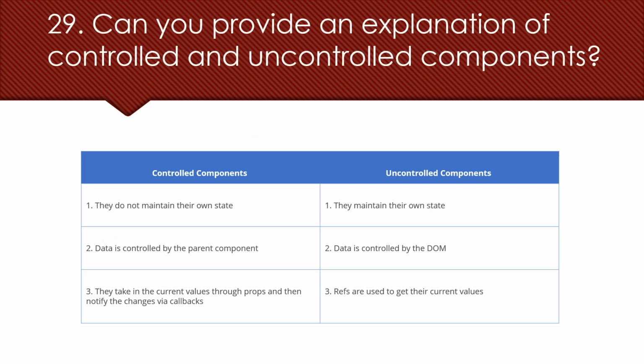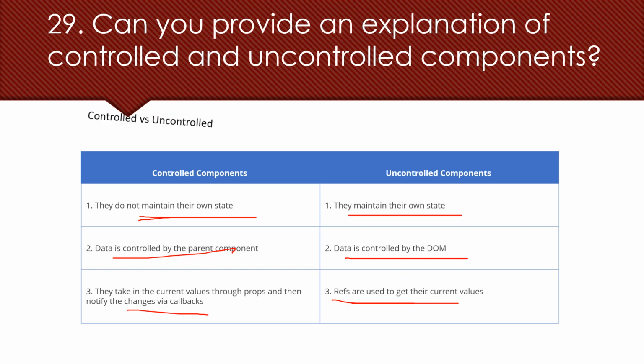Question number 29, can you provide an explanation of controlled and uncontrolled components? Yeah, here are the explanations. Controlled components do not maintain their own state, while uncontrolled components maintain their own state. Data is controlled by the parent component, whereas in an uncontrolled component, the data is controlled by the DOM. The controlled component can take in the current values through props and then notify the changes via callback, while for uncontrolled components, refs are used to get their current values.